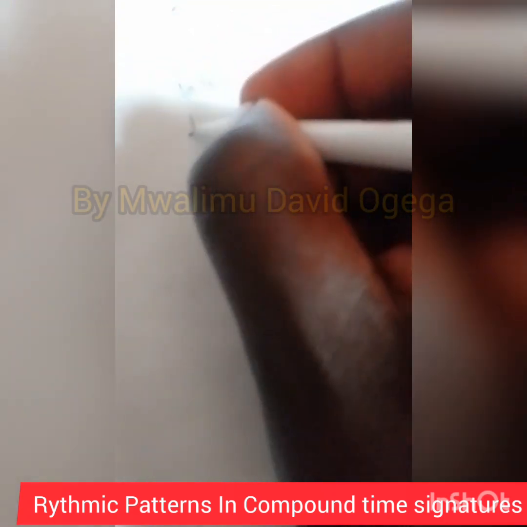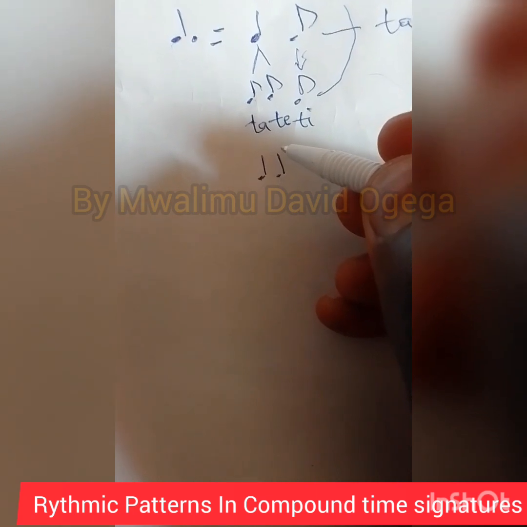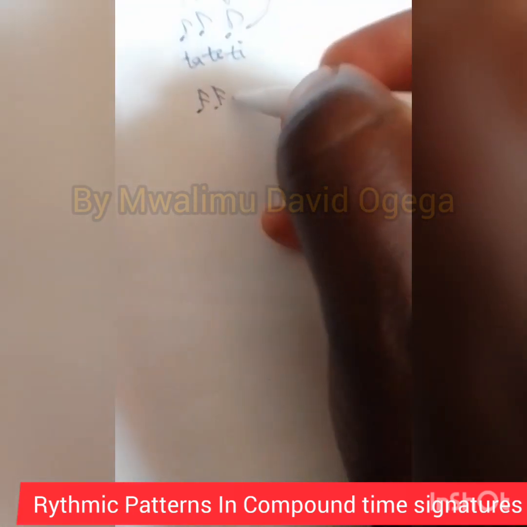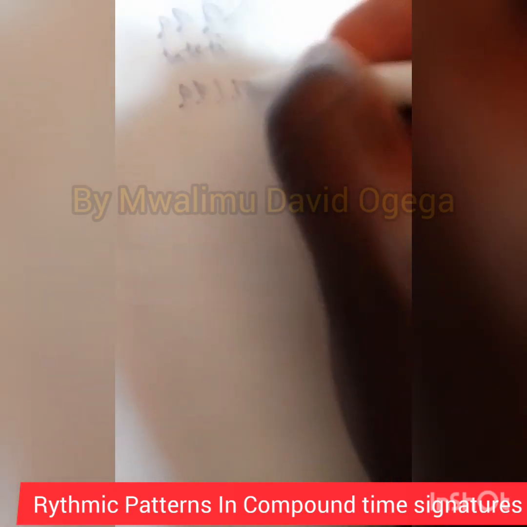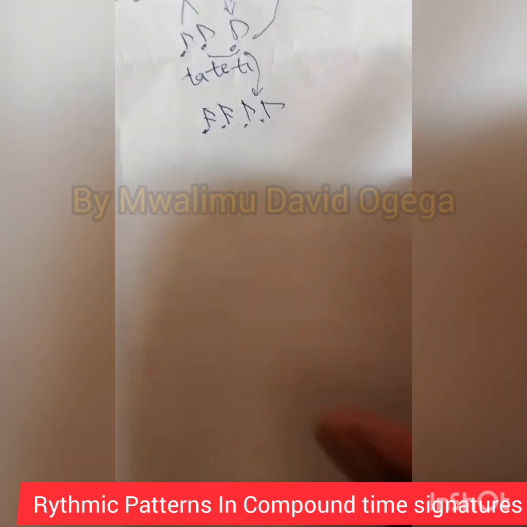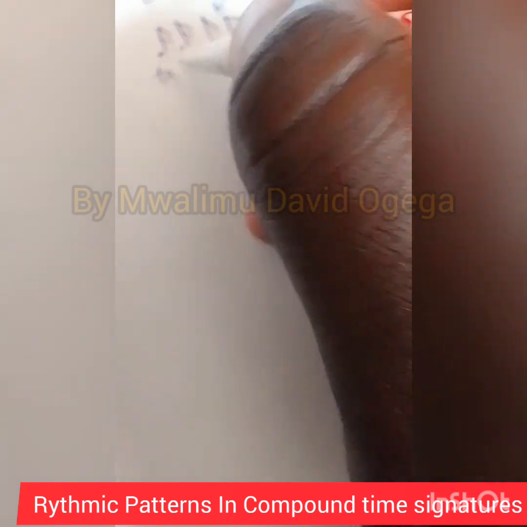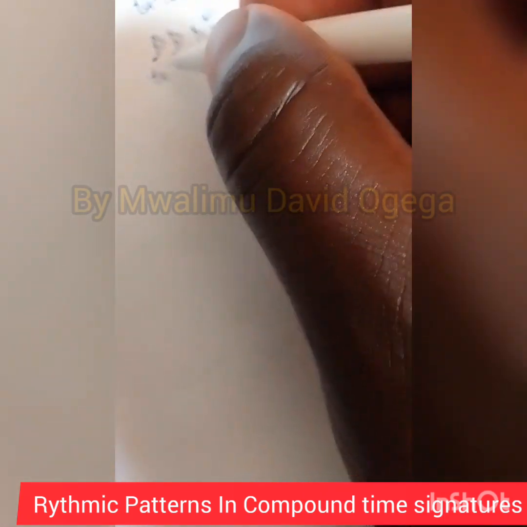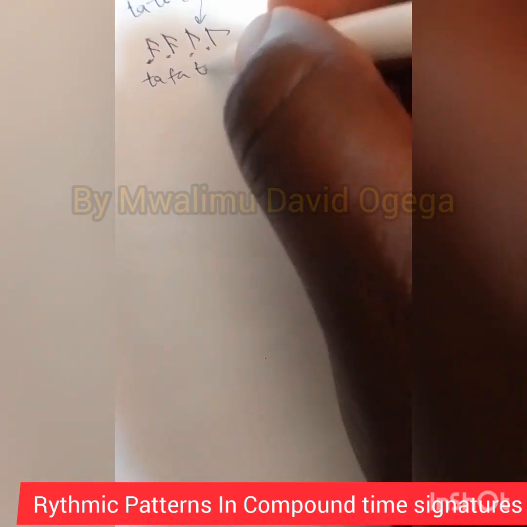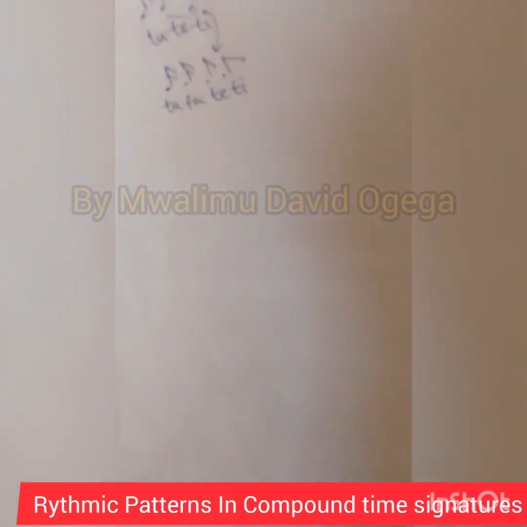And if we divide the first note, which is a quaver, into two semiquavers, and we copy the other quavers here, it makes this pattern, which has the French name tafa te ti. When clapping, you go tafa te ti, tafa te ti, tafa te ti.